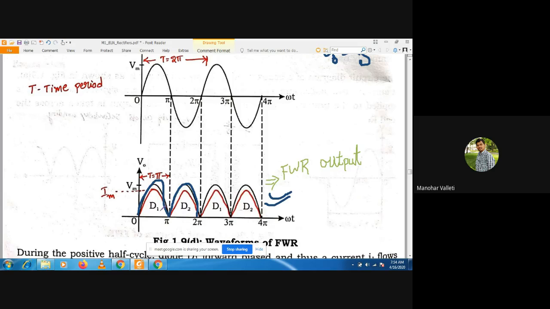If you want to find the average value and RMS value, you will find them only for one cycle. One cycle here means from 0 to pi only. So when you are calculating all the rectifier parameters, you will find them from 0 to pi only, because one cycle is from 0 to pi.